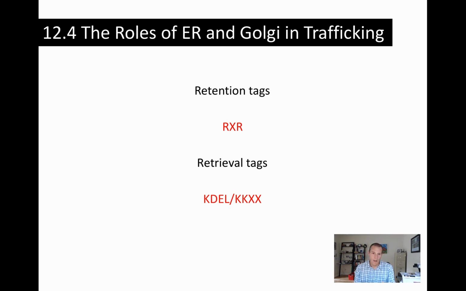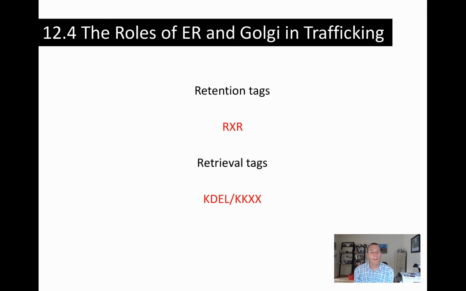The tag is used to keep the NMDA receptor subunits in the ER until the whole multimeric assembly of the NMDA receptor has been completed, and then the tag is shielded or hidden, and that allows the receptor to depart the endoplasmic reticulum and be sent to the cell surface where it's going to be required. So that's the RXR motif. That's a retention tag.